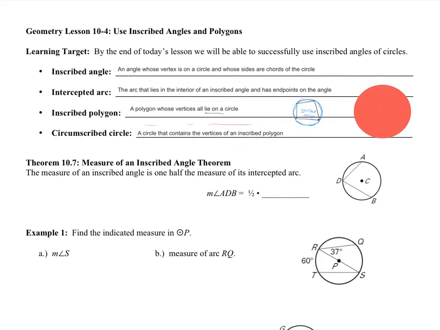Theorem 10.7, measure of an inscribed angle theorem. It states that the measure of an inscribed angle is 1/2 the measure of its intercepted arc. So measure angle ADB is equal to 1/2 of measure arc AB.